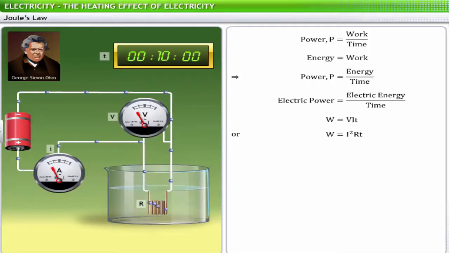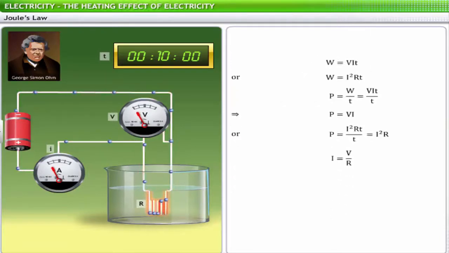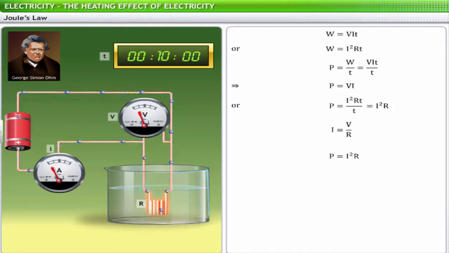Hence, electric power can be expressed as P is equal to VIT by T. This implies P is equal to VI, or P equals I square RT by T. This implies P is equal to I square R. Substituting V by R for I in the expression P is equal to I square R, and simplifying, we get electric power equals V square by R.